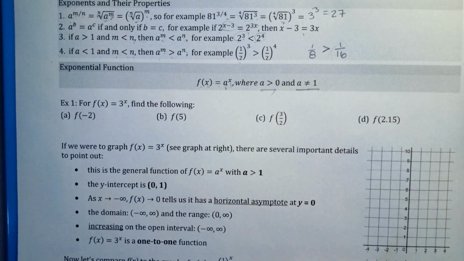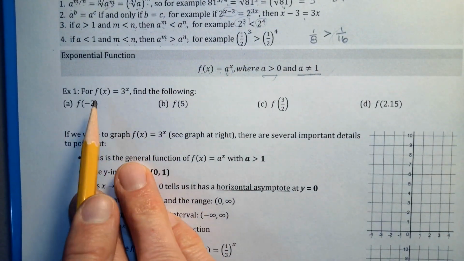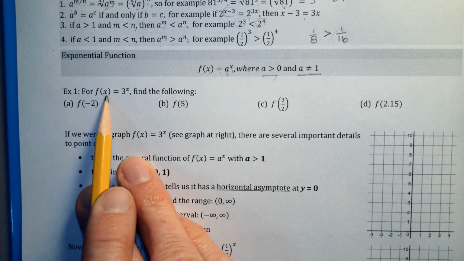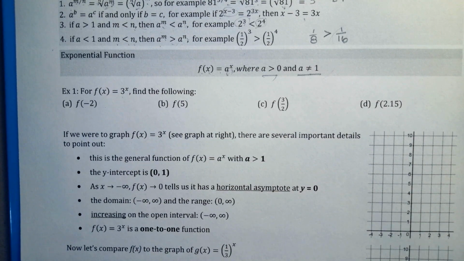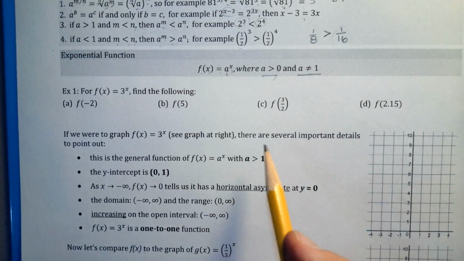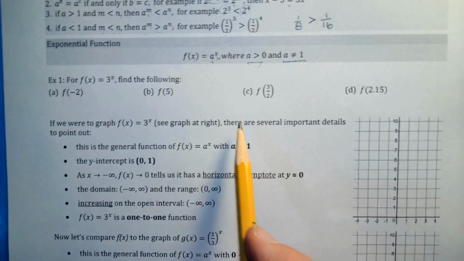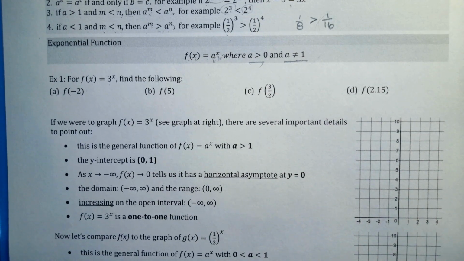A cannot equal 1. All right, so for a particular function, f of x equals 3 to the x, let's figure out what those 4 things are. I would suggest pausing the video and doing them, and then starting the video back up.